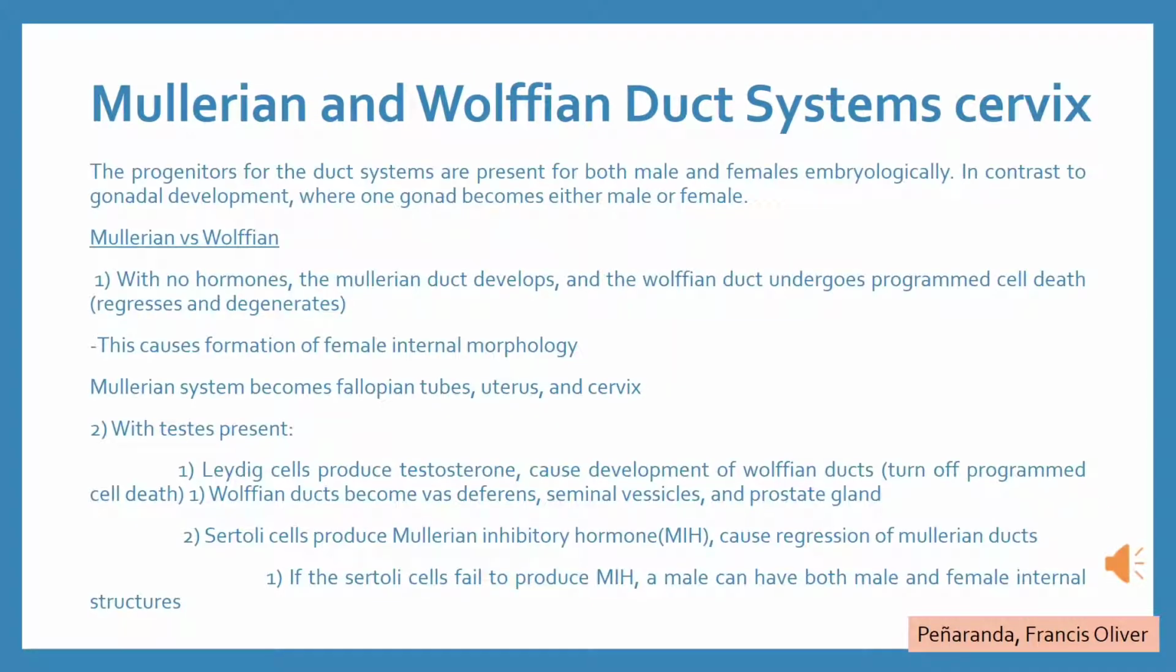Mullerian and Wolffian duct system, cervix. The progenitors for the duct systems are present for both male and females embryologically, in contrast to gonadal development, where one gonad becomes either male or female.